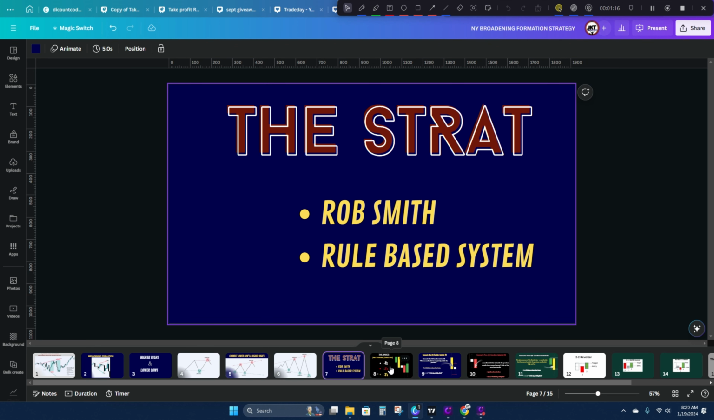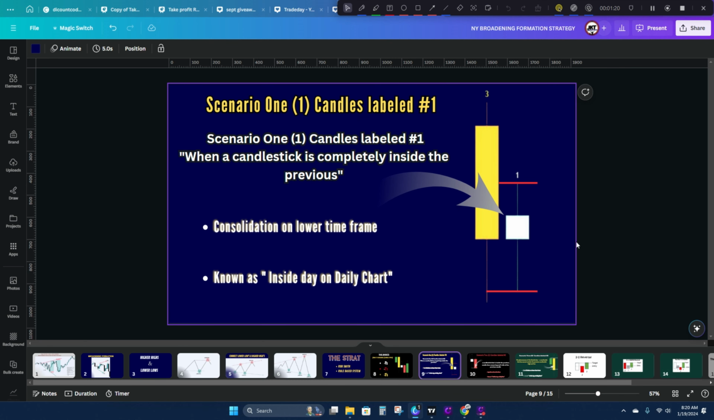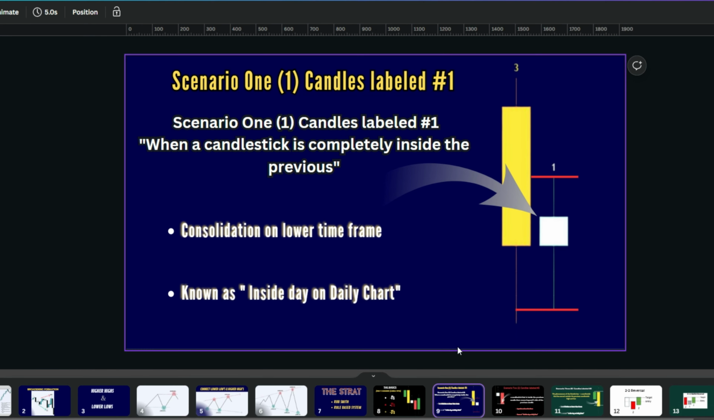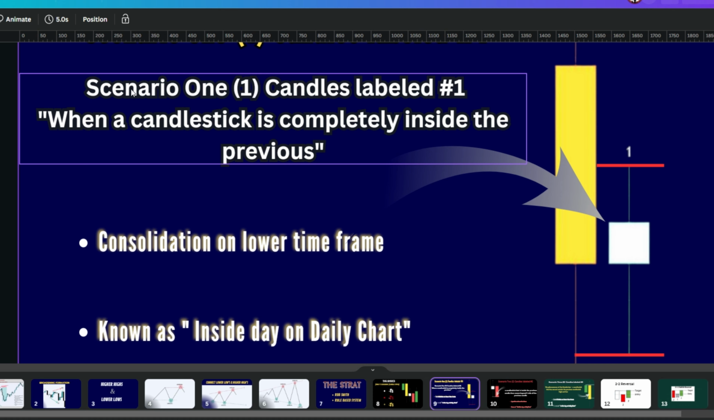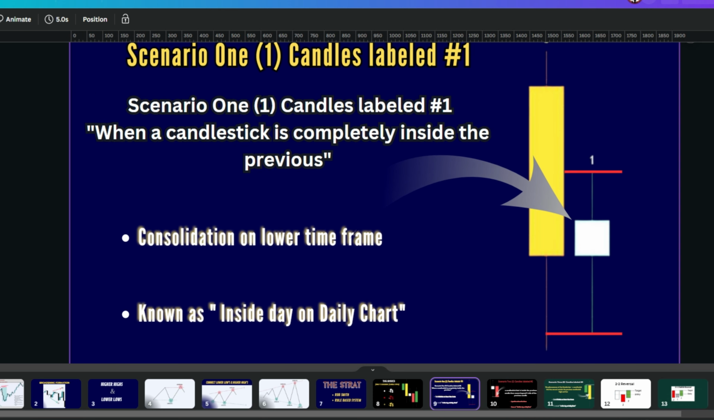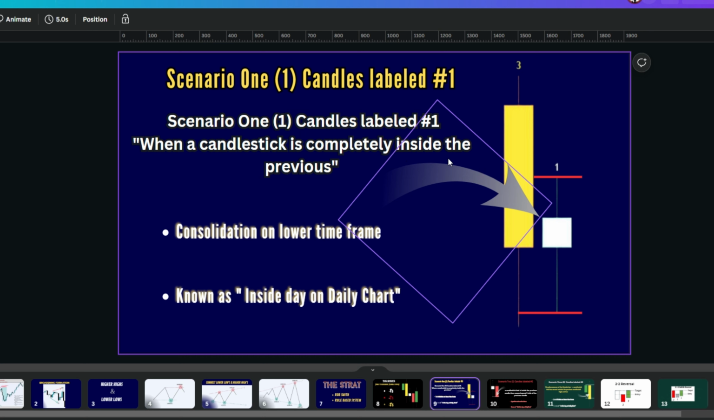All right. Let's go on here. Let's go over the basics of the Strat so you guys can understand more about the broadening formation. They label each different candle. There's only 3 different types of candles that can exist. A number 1 scenario candle is going to be this one here. It's an inside candle. Scenario 1, candle label number 1, is when a candle is completely inside the previous candle. This yellow candle and the top of one, the bottom of candle 1 are inside. So that's a number 1.